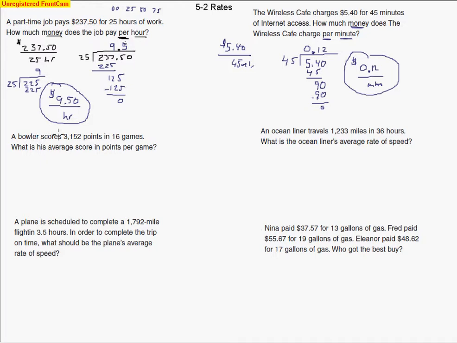It says a bowler scores 3,152 points in 16 games. What is the average score in points per game? Again, we have the same phrase there, so it's going to be 3,152 points per 16 games. And so when we're setting up the problem, I'm going to do 16 into 3,152. Bring that decimal point straight up, and that way we'll know when we're at the end of the number at least, and we'll go ahead and start the division.